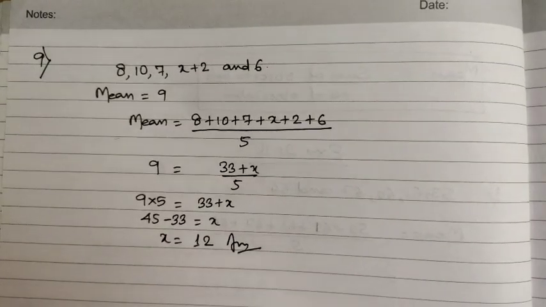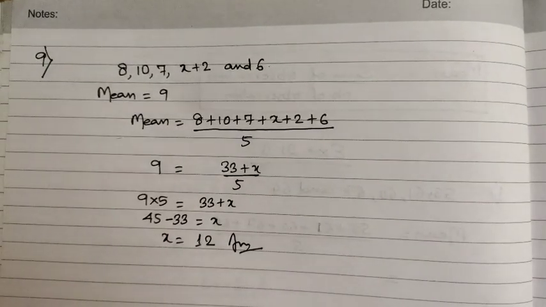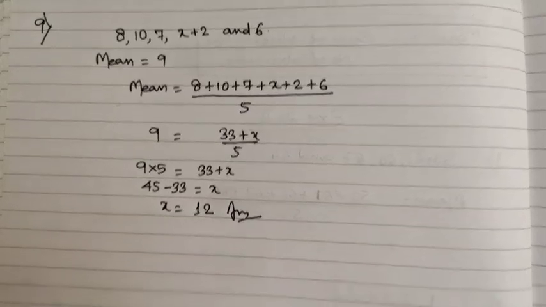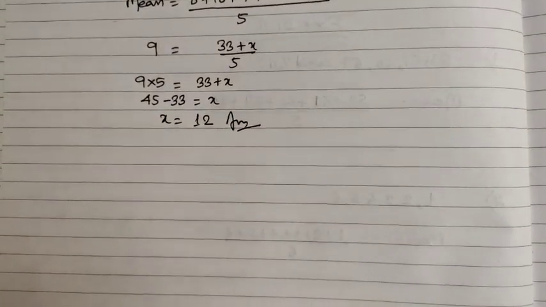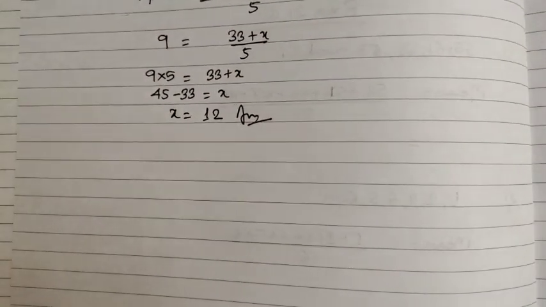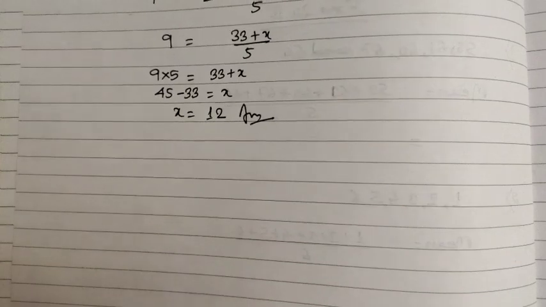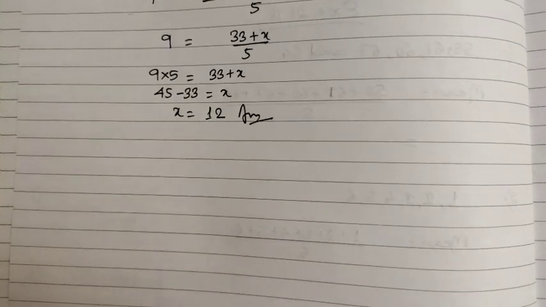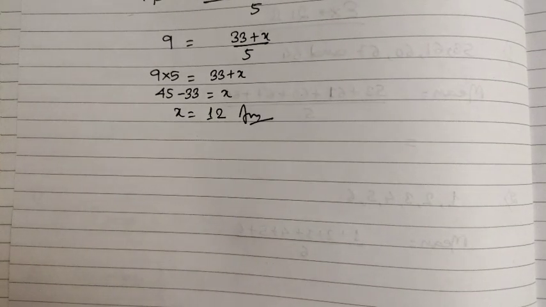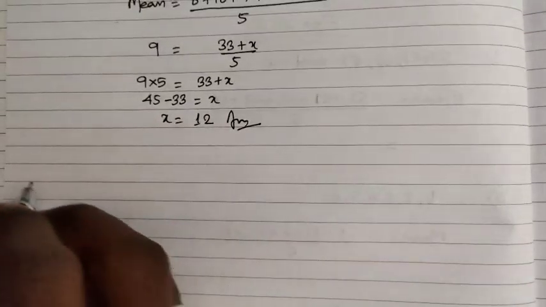Similarly, question number 10 and 11 you have to solve on your own. Question number 10 is saying mean of the first 6 multiples of 3. It means we have to calculate the table of 3: 3 ones are 3, 3 twos are 6, up to 6 times. Question number 11 is also saying mean of the first 5 prime numbers. We will solve question number 12.